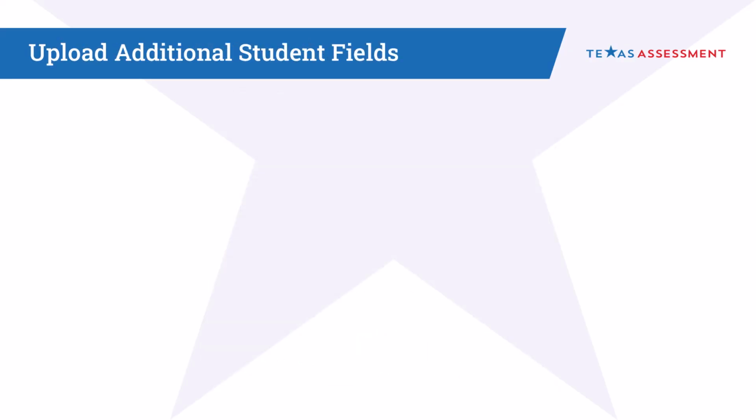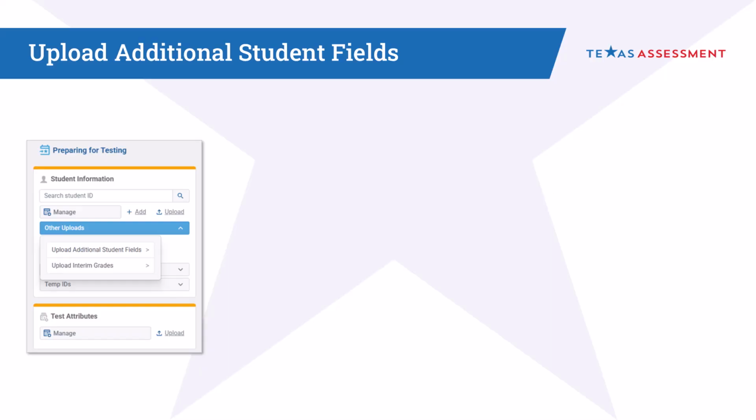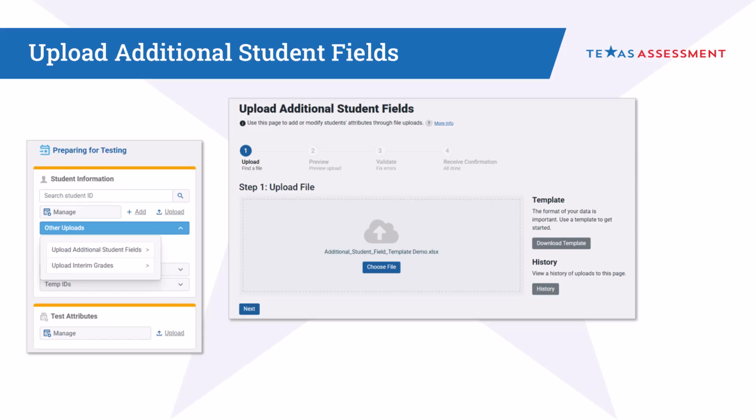Another way to upload many students at once to make necessary updates is by using the Upload Additional Student Fields page. Here you see the Upload Additional Student Fields page that district and campus testing coordinators can use to update student eligibility for EOC assessments without having to upload an entire student information file. An advantage to using this option is to make changes to a single student's information without affecting the student's entire record. Please note that student records must first exist in Tide before uploading the additional student field file.